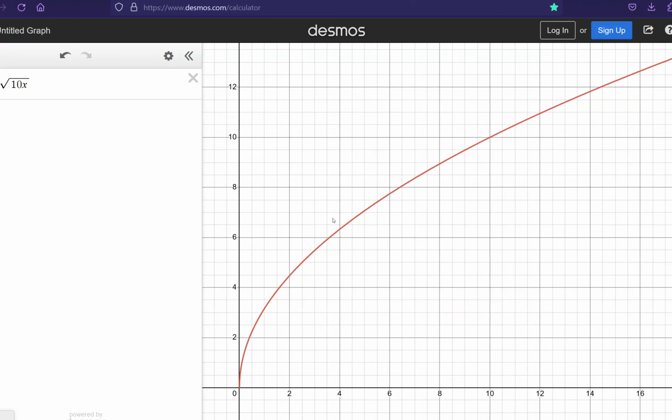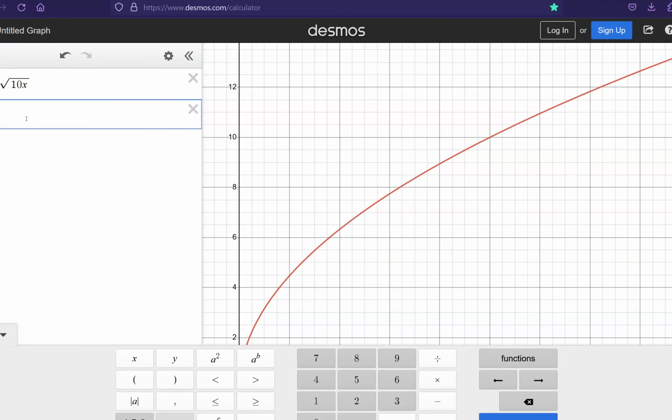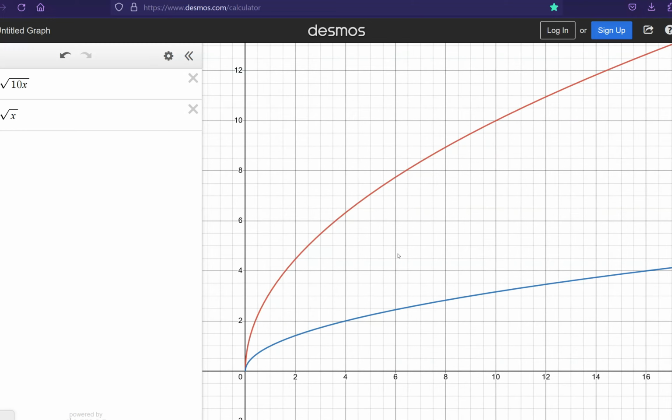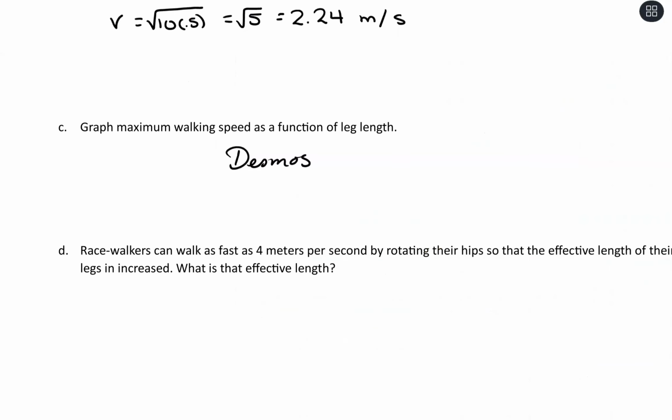So if we think about our regular function of just square root of x and do a comparison, it's a lot flatter because it's kind of increasing more slowly, but because of this compression, it's all much closer to the y-axis. So just as a comparison and kind of a visualization of what that 10 is doing, it's causing a horizontal compression.